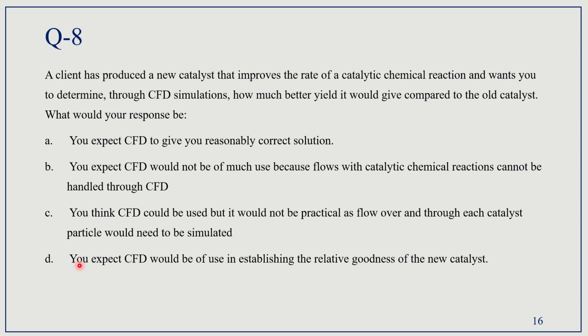Option D, here it is mentioned that you expect CFD would be of use in establishing the relative goodness of the new catalyst. So option D is the right answer. We expect CFD would be of use in establishing the relative goodness of the new catalyst. So we can say whether the new catalyst is better than the old catalyst or not, and if it is better, how much better yield it is giving compared to the old catalyst. So this is question 8, and now we'll go on to question 9.